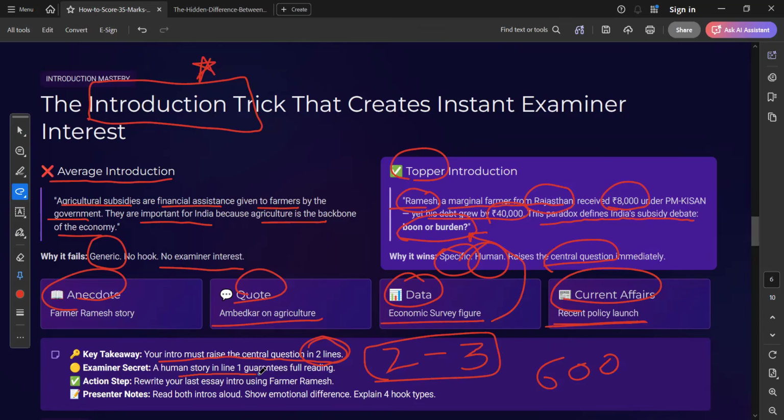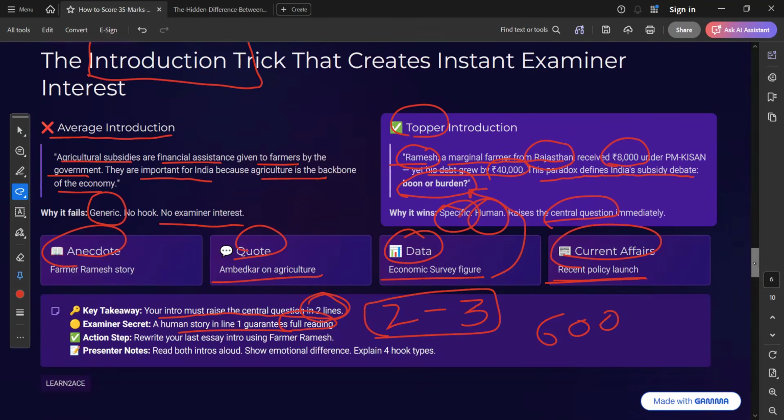A human story in 1 line guarantees full reading. That's what I have been using, and it's been working for me. So if you want, you can try.